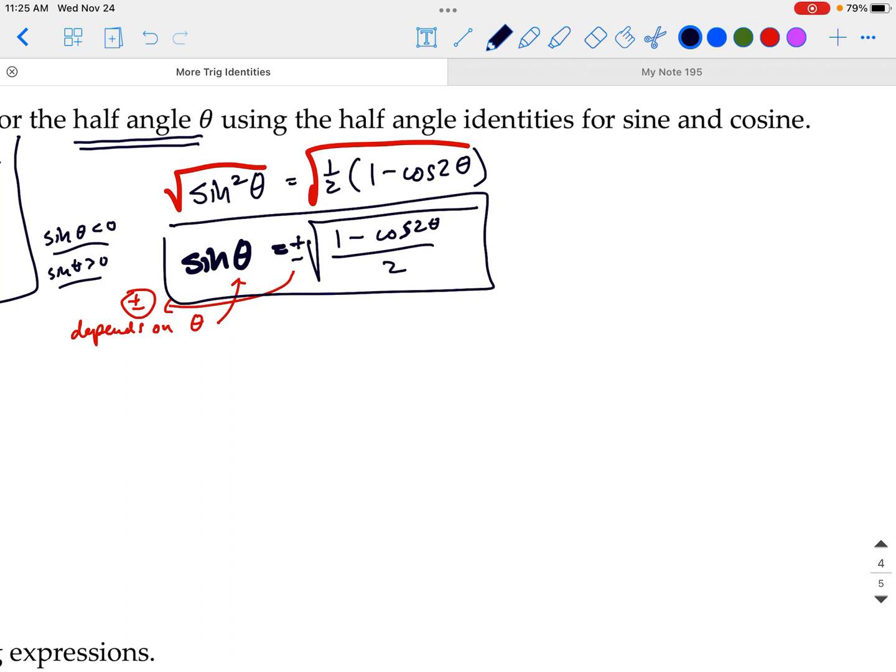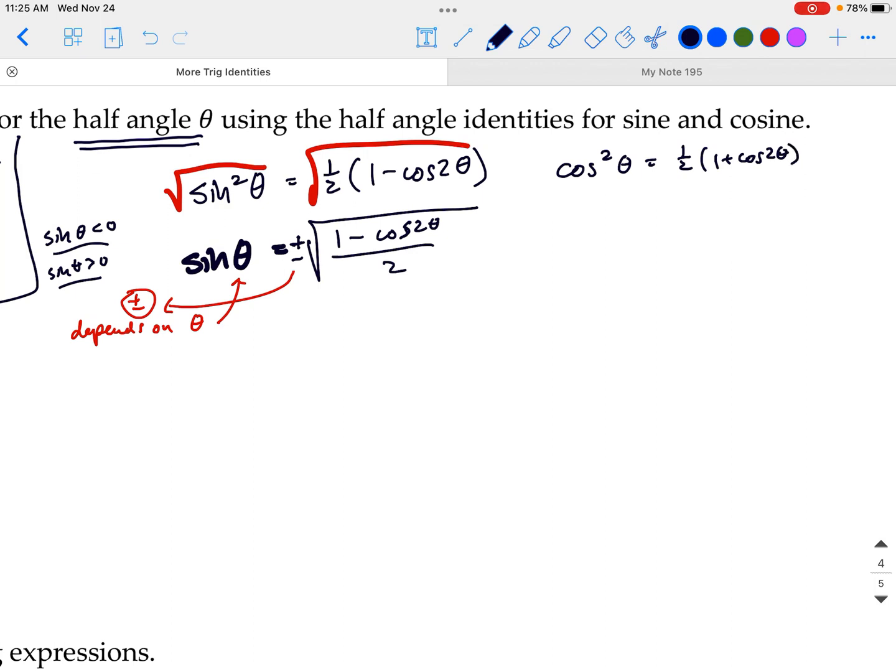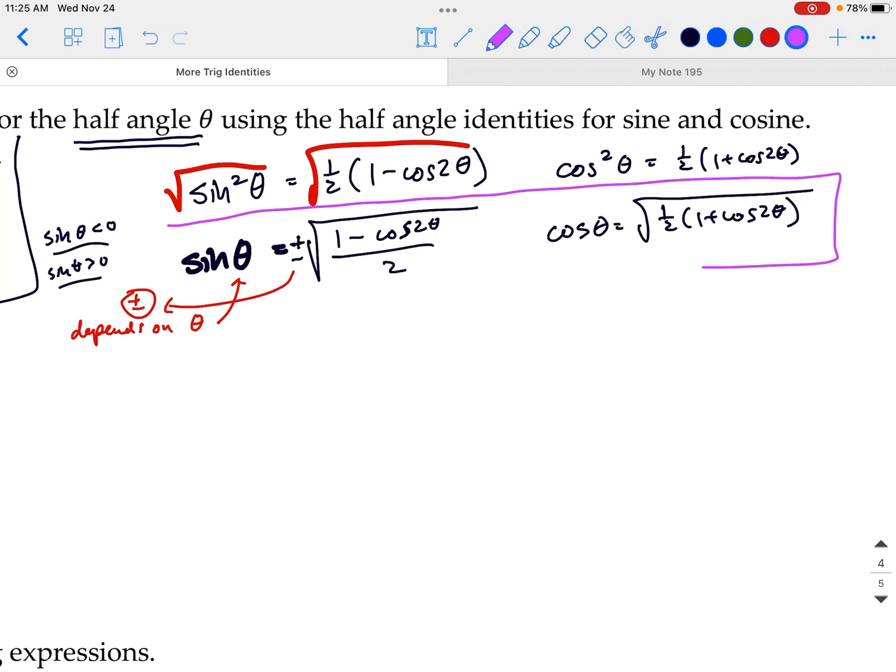All right, so we've got our sine theta expression, so we'll do the same thing for cosine. So we've got cosine squared theta is equal to 1/2 times 1 plus cosine 2 theta. Which means that cosine of theta is equal to the square root of that. And I'm kind of writing them both ways. Again, you can think of it as 1/2 times the quantity or dividing by 2. These are the half angle identities.